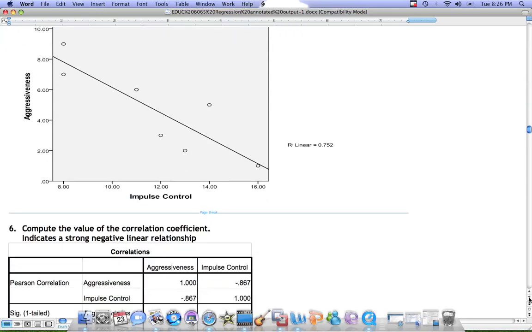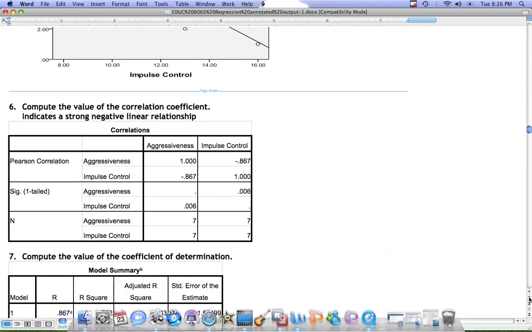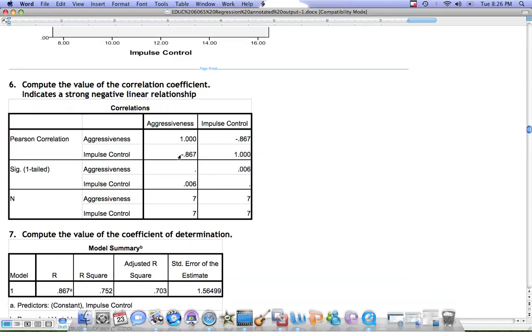In order to determine if we can use that regression equation to predict the value of aggressiveness from impulse control, we need to look at a few pieces of information. One is the correlation coefficient. This table shows the Pearson correlation coefficient for the correlation between impulse control and aggressiveness, and we see that the correlation is negative 0.867, again indicating a strong negative relationship.